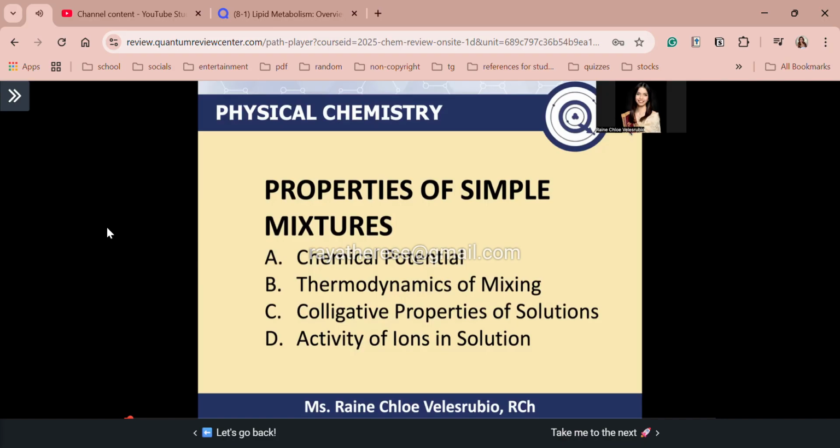Okay. So we will use the chemical potential, which represents a change in Gibbs energy with respect to composition, to determine the thermodynamics of mixing for simple mixtures and the colligative properties of solutions. Okay, so I hope that, guys, we will see it.